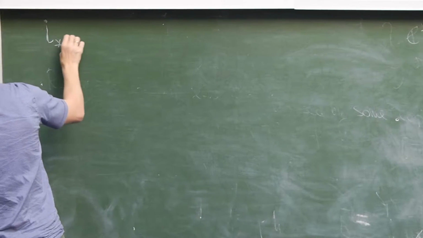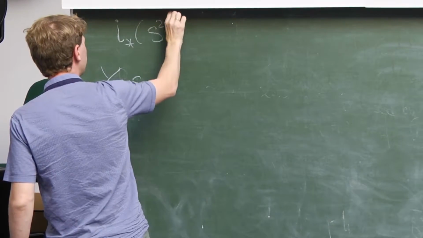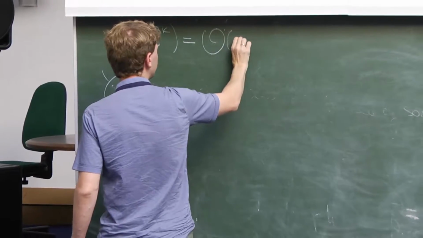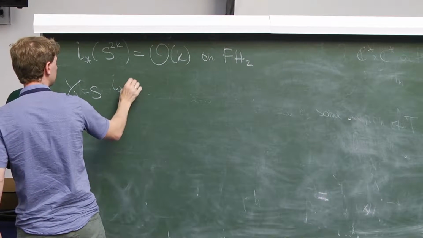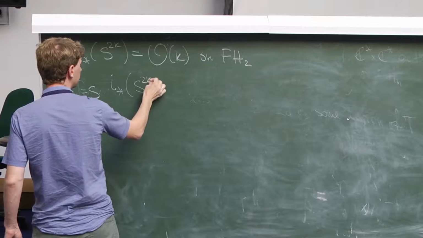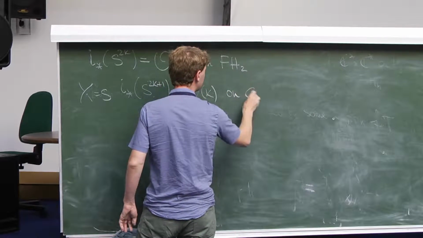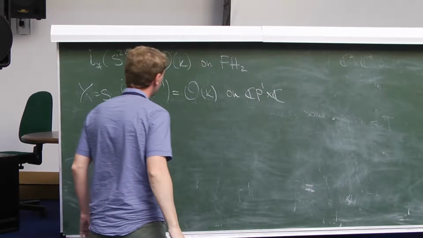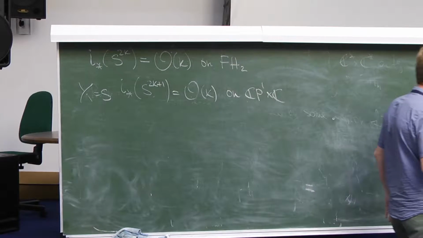So what do we want? We want some bundle on this thing, and let's say this is S. If I have S in even power, 2K, then this will be the line bundle O of K on CP1 cross C, and if I have S in power 2K plus 1, this will be O of K on CP1 cross C. If I have O of K on CP1 cross C and I have nothing there, then this is, well, not a vector bundle, but this is a well-defined sheaf, and that's what we'll need.